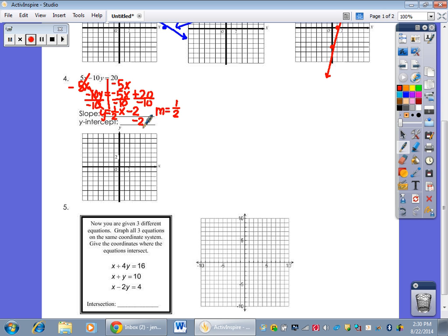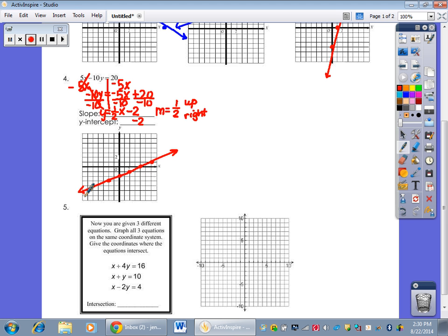So we're going to begin at negative 2, walk up 1, and to the right 2. Those are both positive, so that's up and right. Okay, those are what tell us what direction. Up 1 to the right 2, up 1 to the right 2. You can either go down 1 and to the left 2. If you have enough points, go ahead and connect your dots.